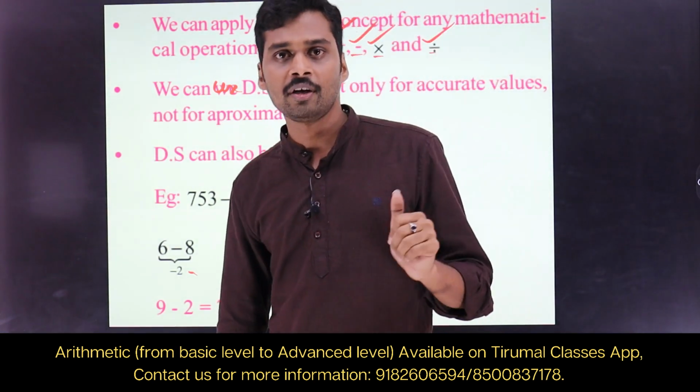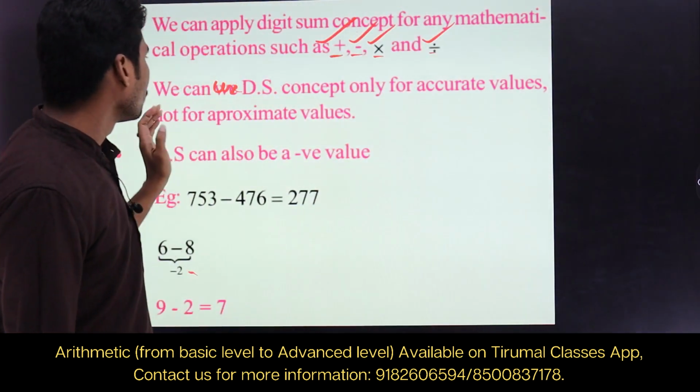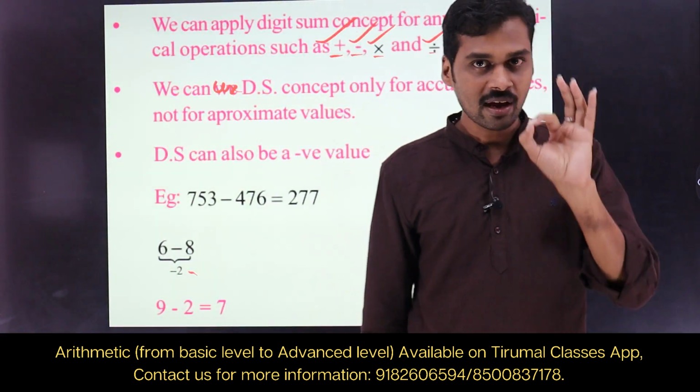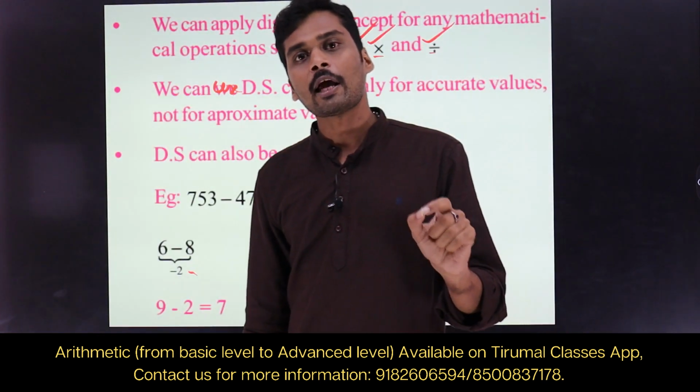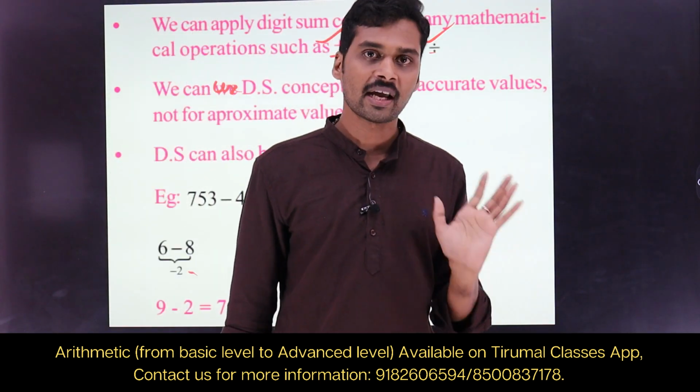So the point to be remembered from this digit sum concept is this property: the digit sum should be applied for accurate values only, that means exact values only. If the problem asks for approximate values, you should not apply this concept. Please keep it in your mind, right?